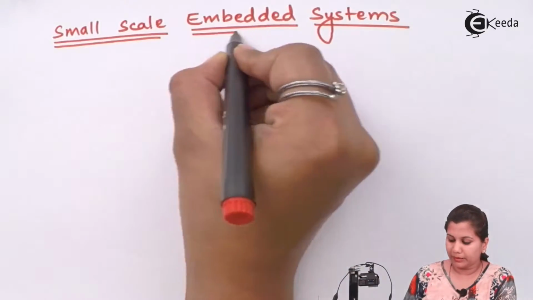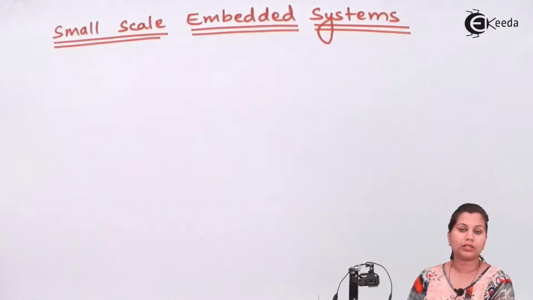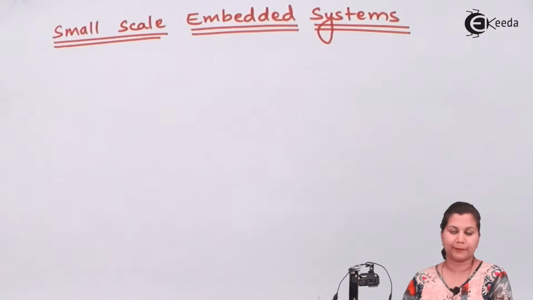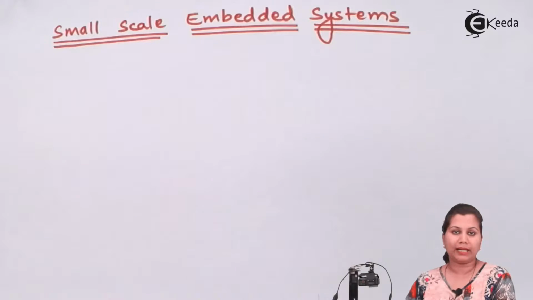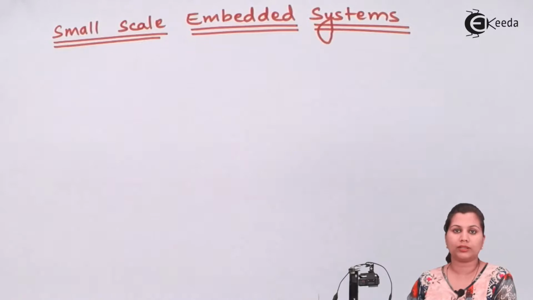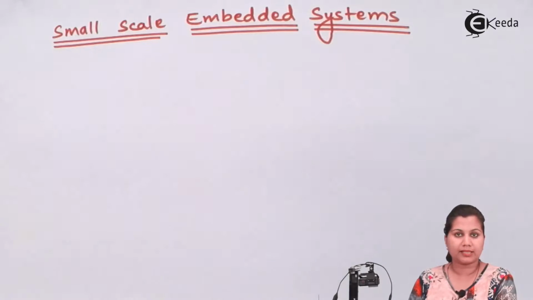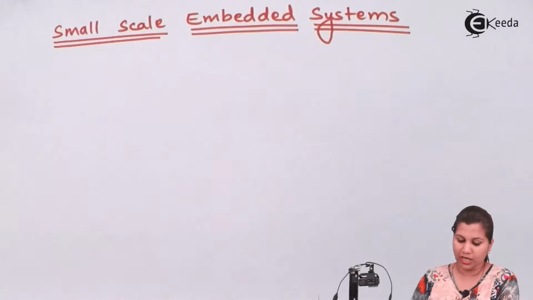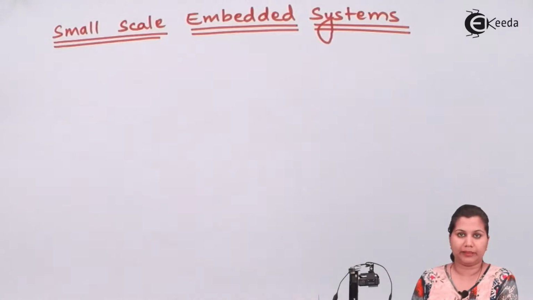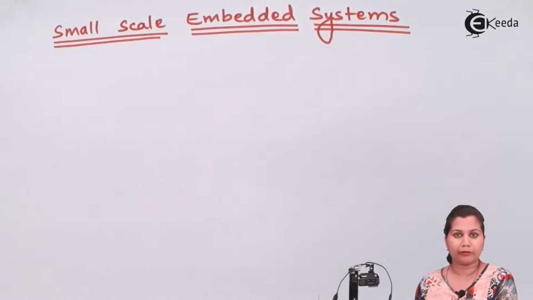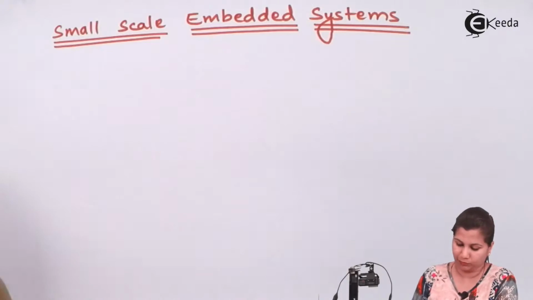We know that in the embedded system, the main part or the heart or the base of the embedded system is the processor. This processor can be either the microprocessors or the microcontrollers. So in the small scale embedded system, the microcontrollers and microprocessors which are used are of the size 8-bit. So 8-bit microcontrollers or 8-bit microprocessors can be used in the small scale embedded systems.